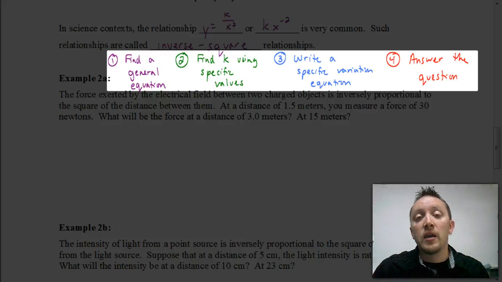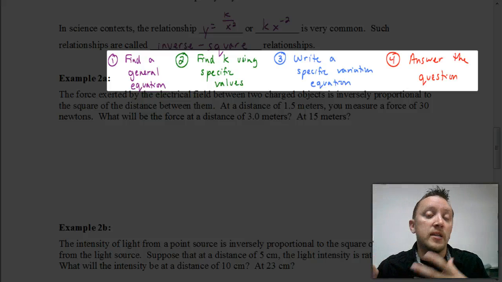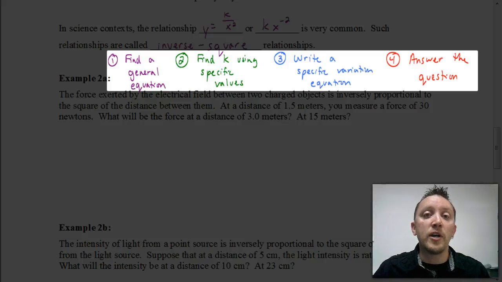And once you know what k is, now you can move on to the third step and write a specific equation. So we go back to your answer from step one, your general equation, take the value that you have for k from your second step, merge those two together, and you have yourself your specific equation. And once you have your specific equation, then you can go on to the last step, which is to answer the question you're trying to find.